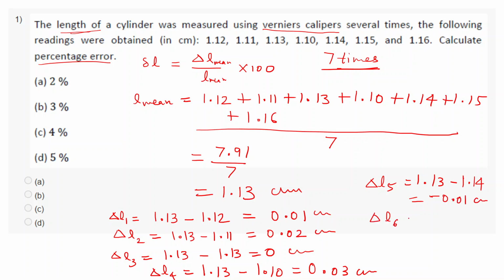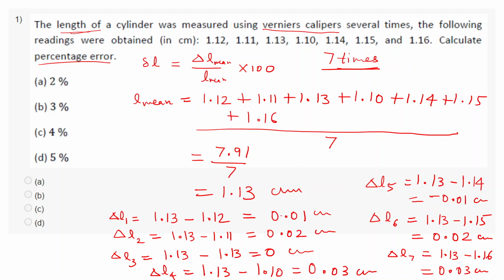Absolute error in sixth value, this is 1.13 minus 1.15, which is 0.02 centimeter. And the absolute error in seventh value is 1.13 minus 1.16, which is equal to 0.03 centimeter. Now we have to take mean of all these absolute errors.